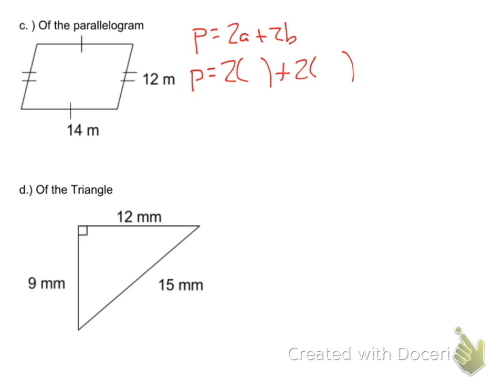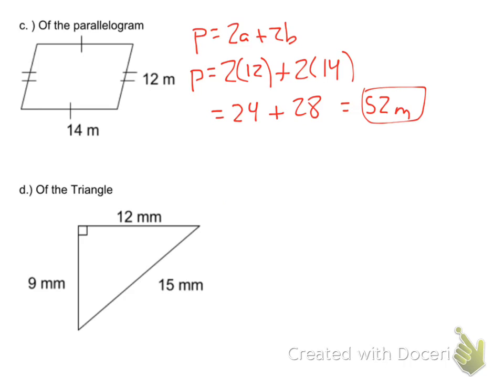So when I start to fill in, what are we going to call a? What are we going to call b? What's a? 12. I heard 12, so that means b has to be 14. 2 times 12. 2 times 14. Add them together, and what do you get? 52 meters. Not so bad.